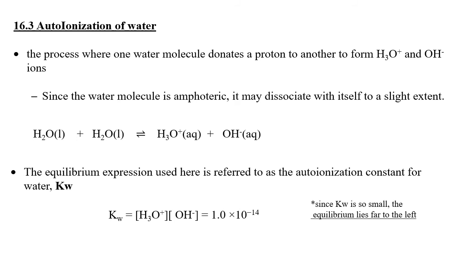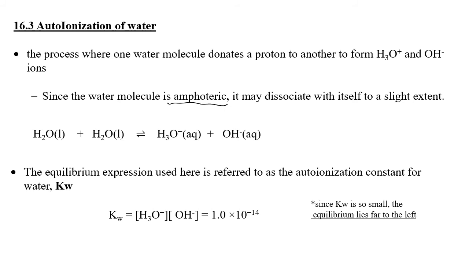(16.3) deals with the autoionization of water. This simply means that water can react with itself to donate a proton to another water molecule. So you have two water molecules reacting with each other to produce hydronium and hydroxide. This happens because water is amphoteric. It can accept and donate a proton.